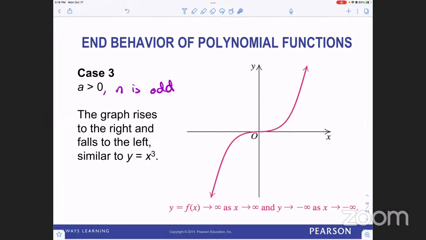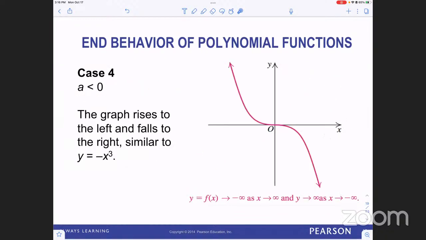Just like we said a moment ago, when the leading coefficient is positive, that means our graph goes up to the right. When n is odd, that means the other side does the opposite, so it goes down to the left. And then the final case, case 4, is when the leading coefficient is negative and n is odd. A negative leading coefficient means it's going to go down to the right. N is odd is up to the left. Okay. So we just went through 4 cases of the end behavior of a polynomial function. This was based on, actually, the power function, but that's fine for now.